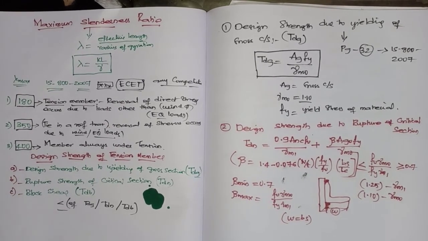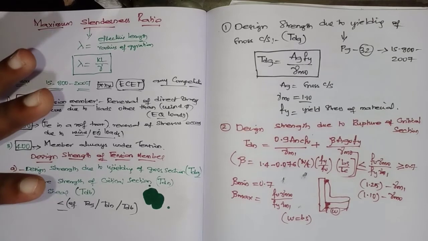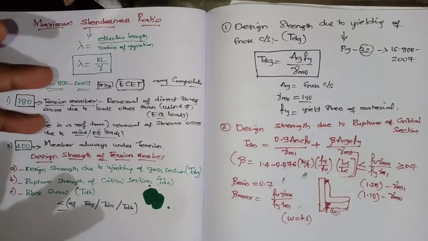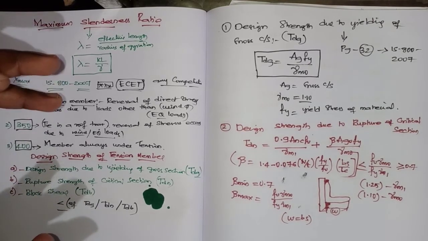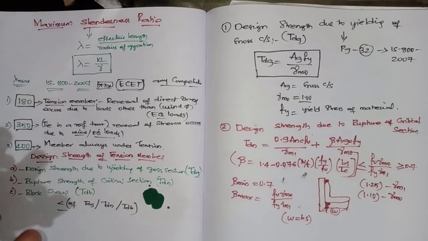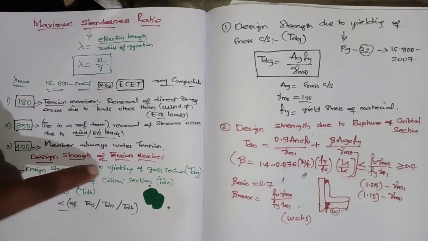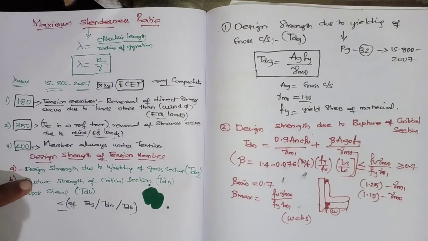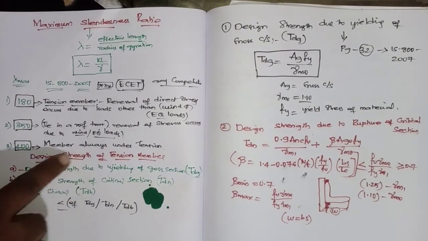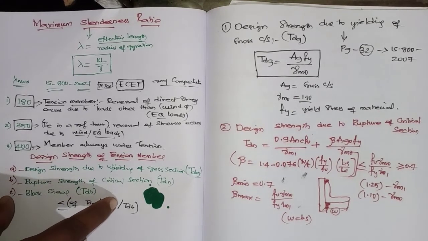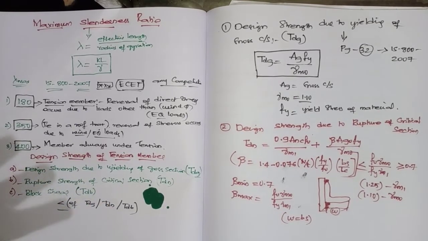Now, while deciding the design strength of a tension member, how much load it will be carrying, we will decide based upon three values, that is, three modes of failure that may occur. Based upon that criteria only, we are going to design the tension member. That is, design strength due to yielding of gross section, rupture strength of critical section, and block shear. Out of these three, the lesser value will be given as the strength of that particular member.